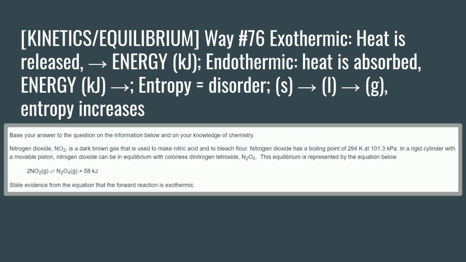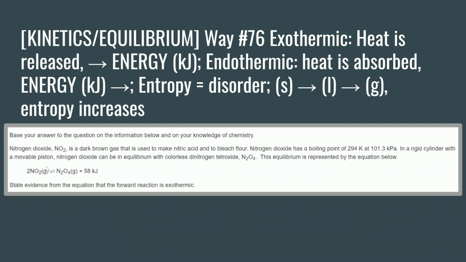Nitrogen dioxide is a dark brown gas that is used to make nitric acid and to bleach flour. Nitrogen dioxide has a boiling point of 294 Kelvin at 101.3 kilopascals. In a rigid cylinder with a movable piston, nitrogen dioxide can be in equilibrium with colorless dinitrogen tetroxide, N2O4. This equilibrium is represented by the equation below. 2 nitrogen dioxide gas is in equilibrium with dinitrogen tetroxide plus 58 kilojoules. State evidence from the equation that the forward reaction is exothermic.